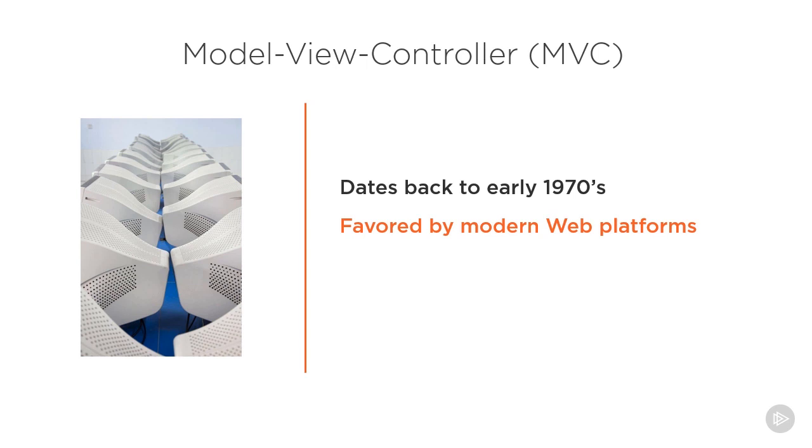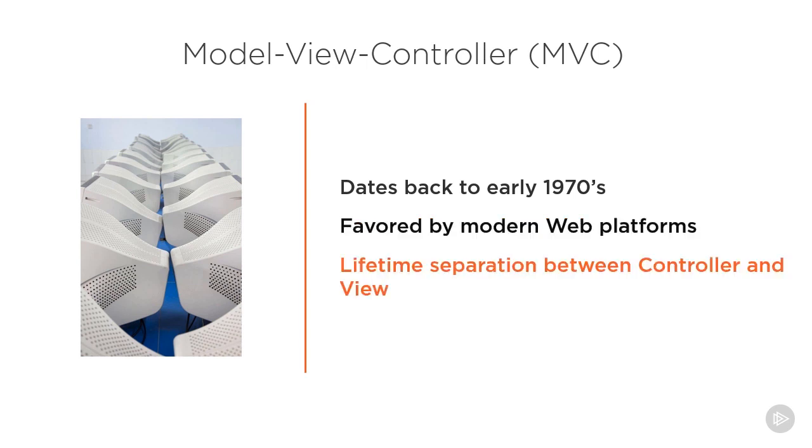One of the key distinctions between MVC and MVVM is that there is typically a decoupled lifetime between the controller and the view. A controller produces a view but may not stick around after that until a new request comes in from the user.